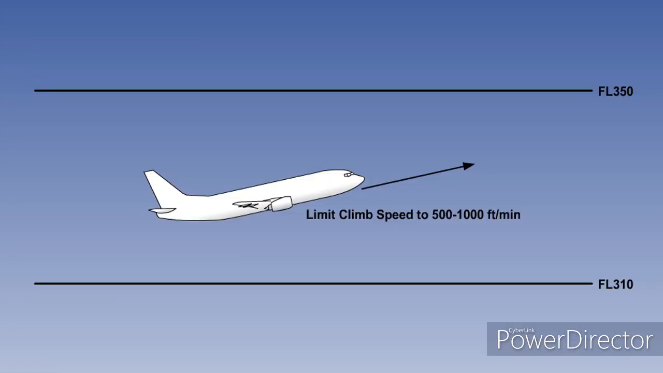To prevent unnecessary TCAS warnings during RVSM operations, pilots should ensure that, when changing levels and within 1,500 feet of the new level, the rate of climb or descent is reduced to less than 1,500 feet per minute, and ideally between 500 and 1,000 feet per minute.